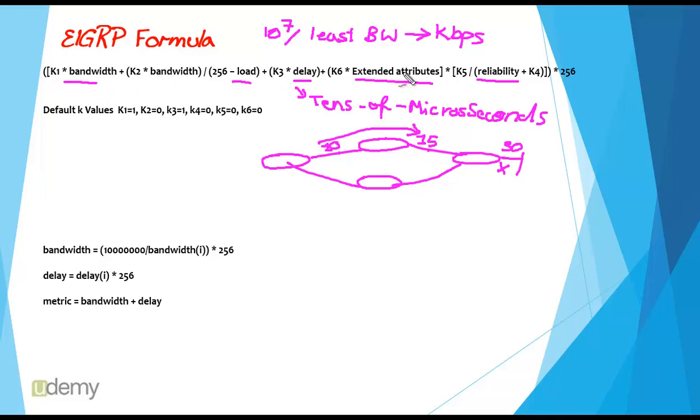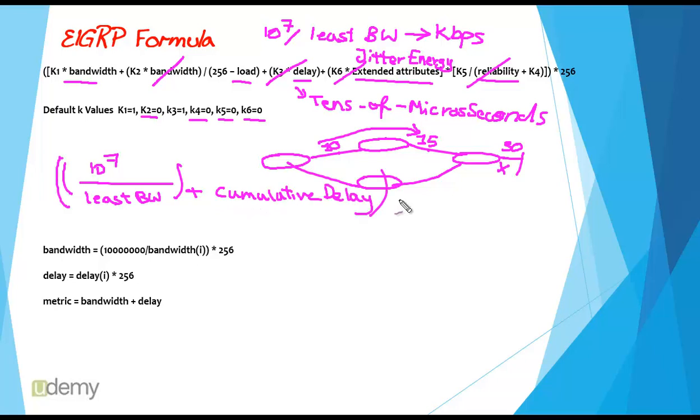Extended attributes are used in wide calculations or wide metrics. For now, there are two extended attributes, jitter and energy, and finally reliability. As you can see, the default K values for K2, K4, K5, and K6 are 0. Therefore, in this formula, these parameters would be 0 because it's a multiply operation. This would be 0, this would be 0, this would be 0, and this would be 0. K1 and K3 are involved in the formula calculation. If we extend it, the formula converts to 10 to the power 7 divided by least bandwidth plus cumulative delay, multiplied by 256. This is the EIGRP metric formula in the default situation.